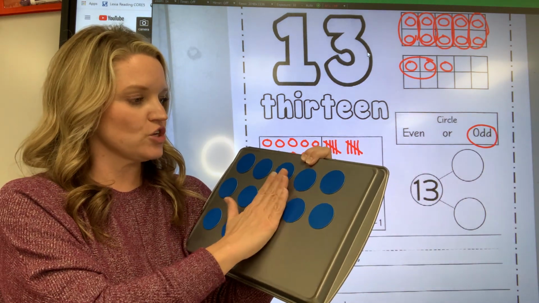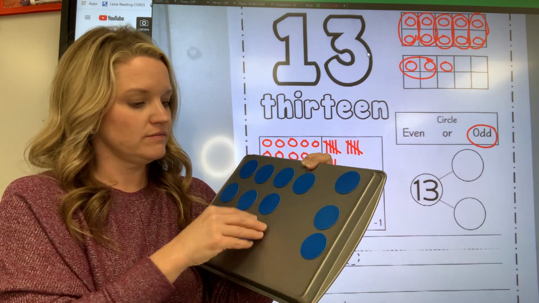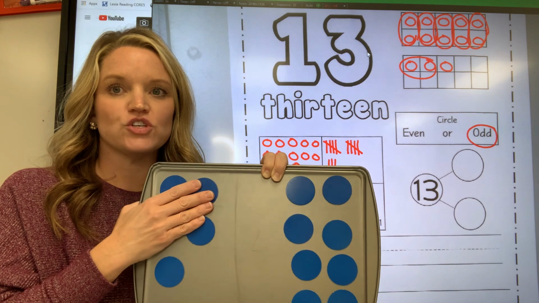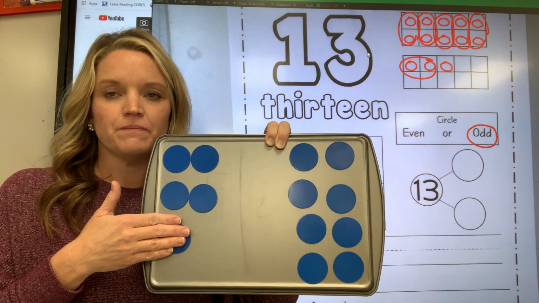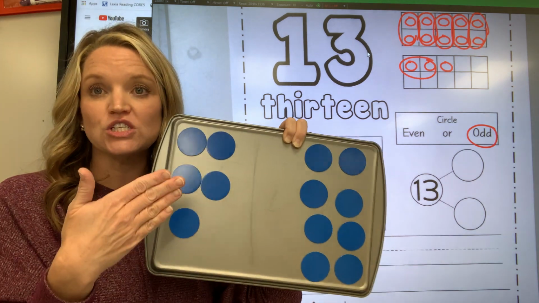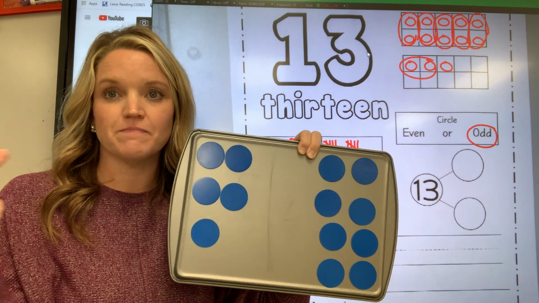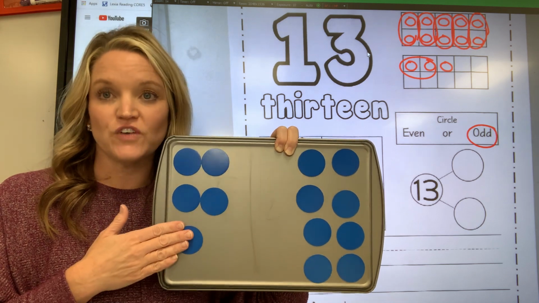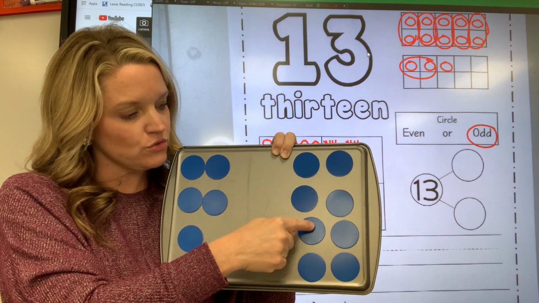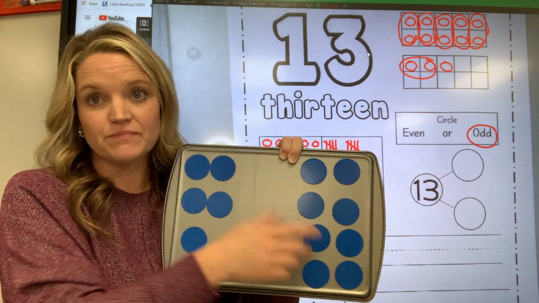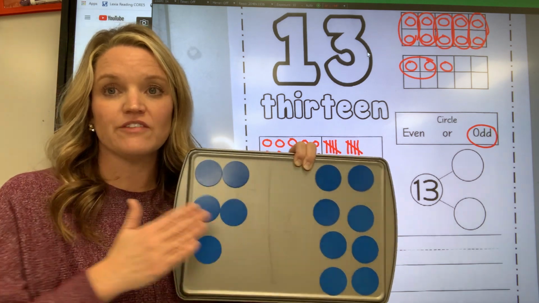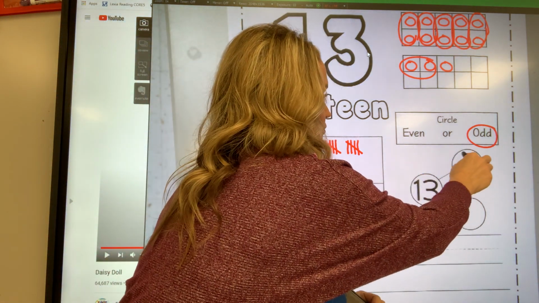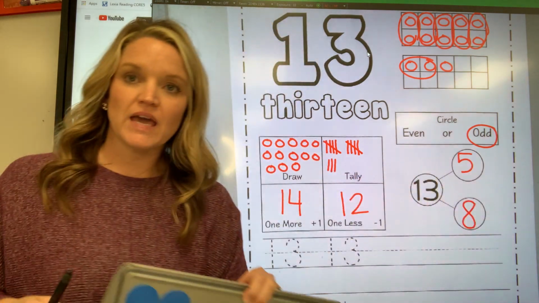So what I'm going to do is I'm just going to scoot some over here. Okay, so now I have two groups. You see how there's some space? So I have a group over here and I have a group over here. I took the number 13 and I broke it apart into two smaller numbers. Here shows 1, 2, 3, 4, 5. This side has 5. Here has 1, 2, 3, 4, 5, 6, 7, 8. 5 and 8. And if I put them back together, it would give me 13. So my number bond today is 5 and 8 makes 13.